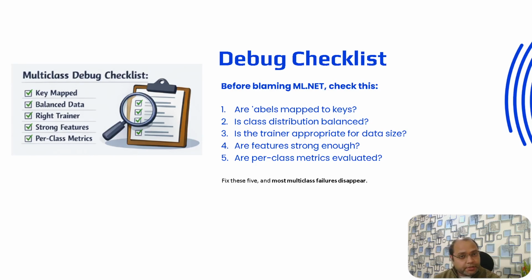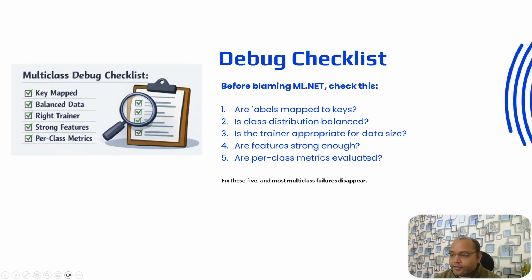Next one is the debug checklist. Before blindly blaming ML.NET or any algorithm, you should go through your debug checklist. How can you do that? Are labels mapped to keys? Is the class distribution balanced? Is the trainer appropriate for the data size? Are the features strong enough? Are per-class metrics available? This we discussed in the previous slide. In multi-class classification, you must evaluate metrics for each class. This is very important, guys.